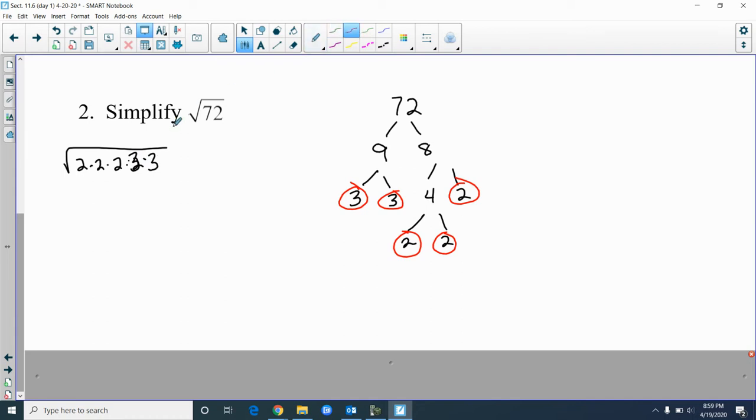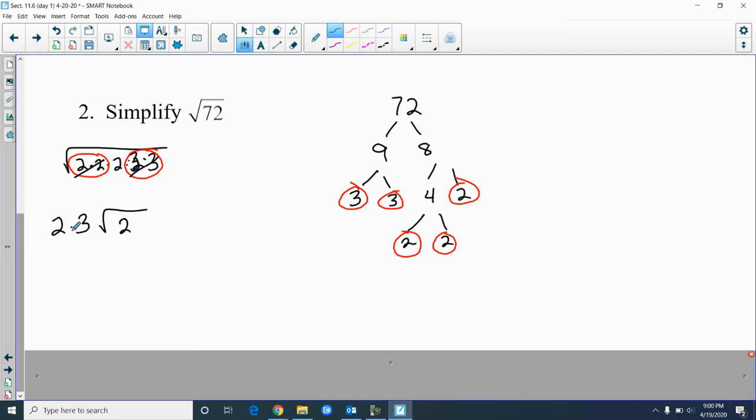All right, look for pairs. I got a pair of 2's. I got a pair of 3's. So the last time I only had one pair. This time I have 2 pairs. Anytime you have a pair, one of those goes on the outside. So I put 1 2 on the outside. I put another 3. Anytime you take more than one number out, you multiply them together. And I'll do that in a second. What's left goes on the inside, only a 2.